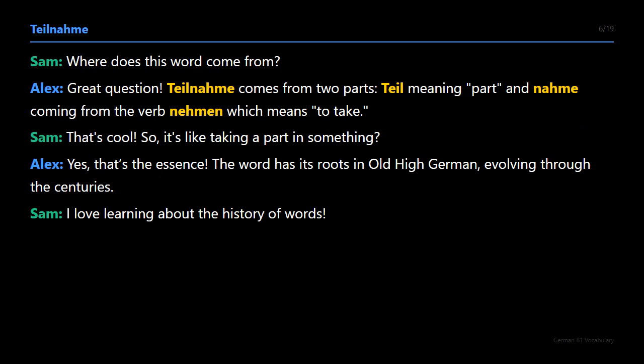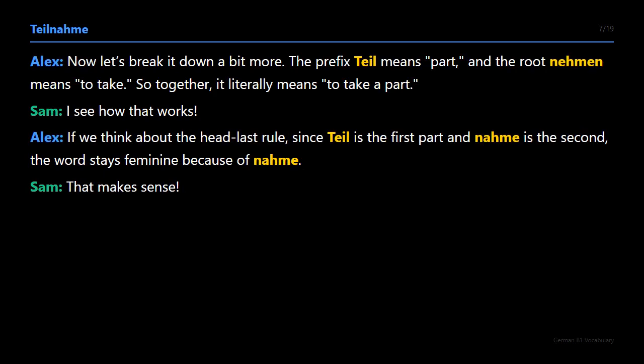Yes, that's the essence. The word has its roots in Old High German, evolving through the centuries. I love learning about the history of words. Now let's break it down a bit more. The prefix Teil means part, and the root nehmen means to take. So together, it literally means to take part. I see how that works.